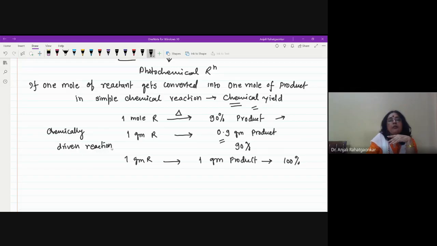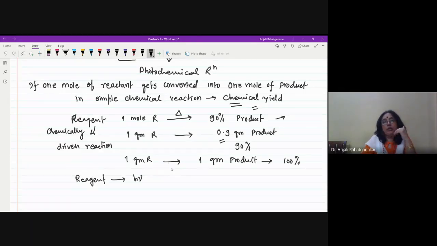The difference between a chemically driven reaction and a photochemical reaction is that in a chemically driven reaction, the reactions are accelerated by a reagent, and that reagent is nothing but a chemical. In the photochemical reaction, the reagent is h nu. Though we have the reactant also, for the acceleration of the reaction it requires some reagent. So in a photochemical reaction, we are using h nu as a reagent.